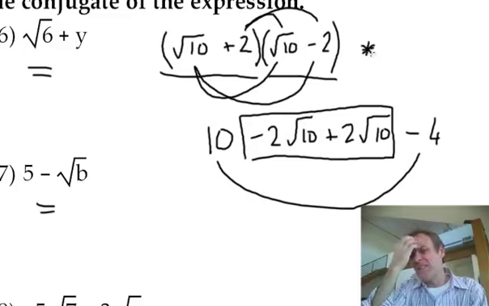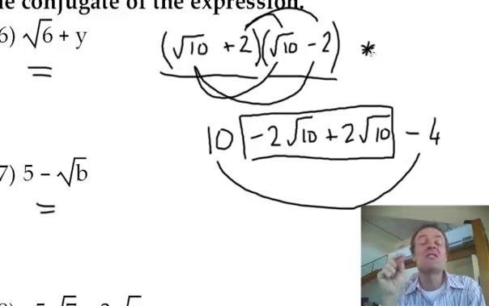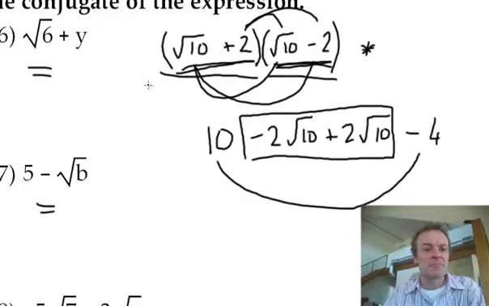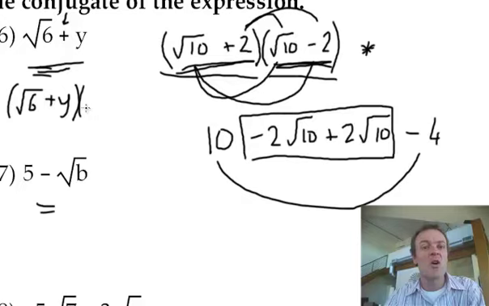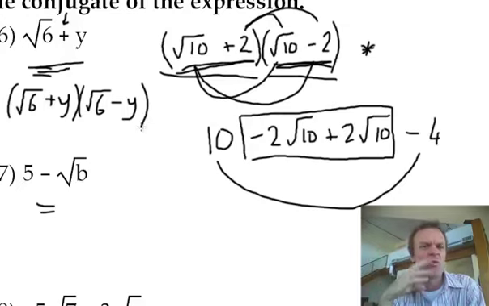So what I'm trying to get at is that one of these is the conjugate of the other. That's what a conjugate is. If this was the original, this is the conjugate. All you really have to do is change that middle sign. If this is root 6 plus y, the conjugate would be root 6 minus y, and if you multiply those two together you get another nice number instead of all these square roots and extra things.